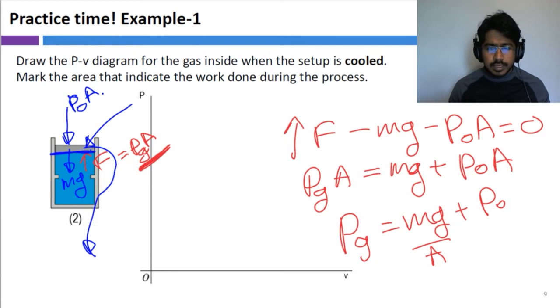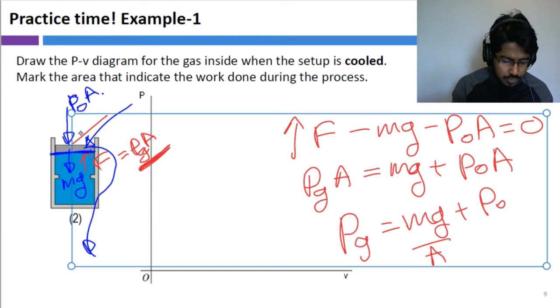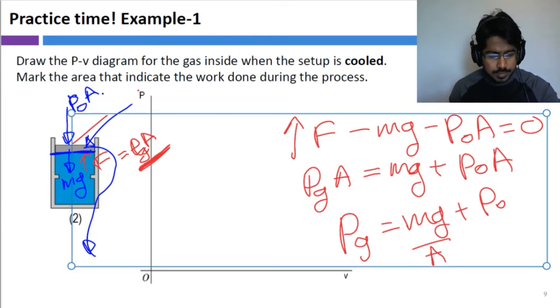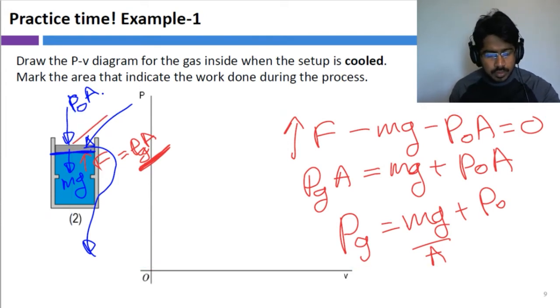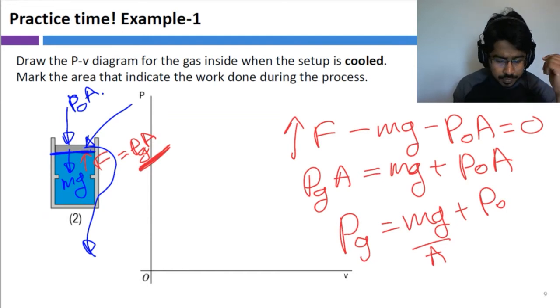This is a closed container. What is the definition of a closed container? Mass cannot enter the system or leave the system. Is there a mass entering or leaving the system? There's a piston, right? This is a piston. So the one we see up there.